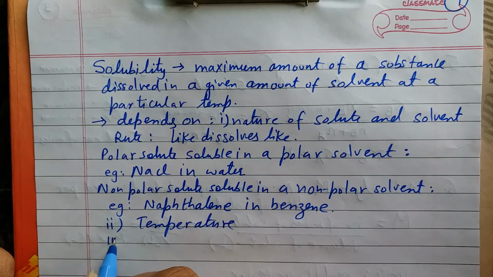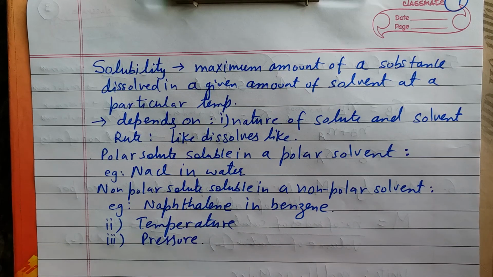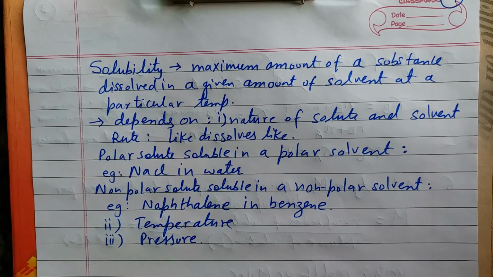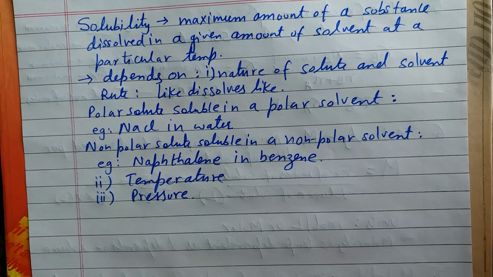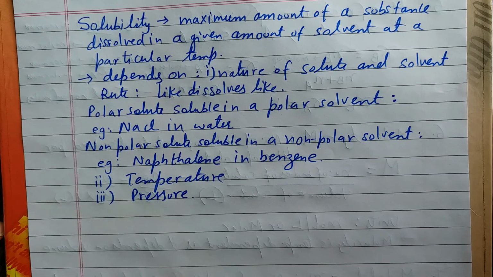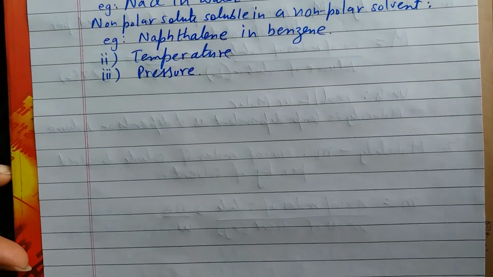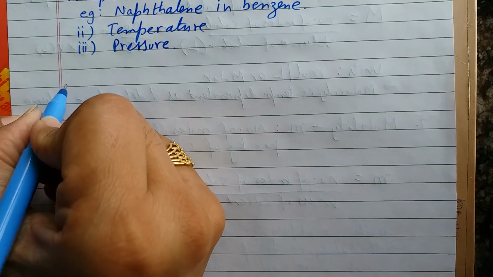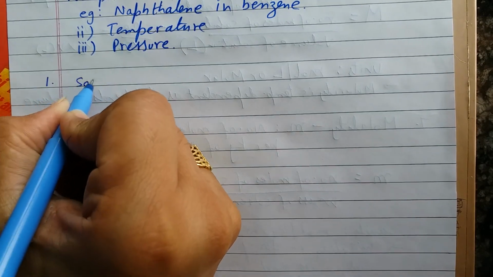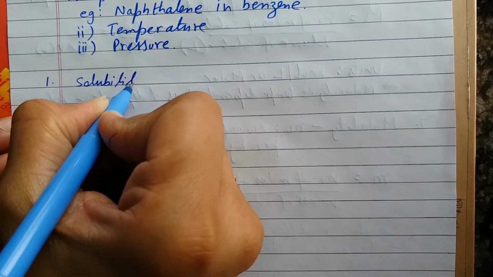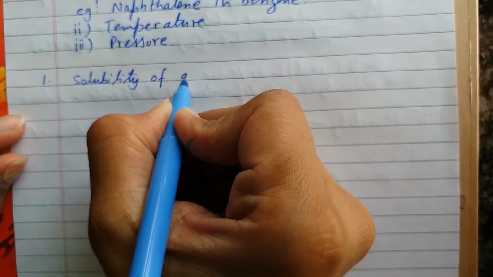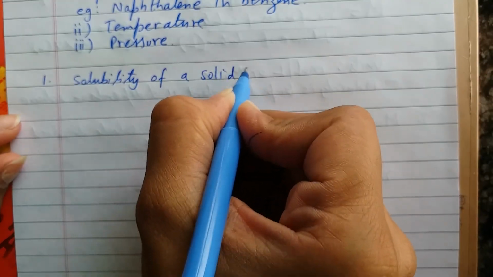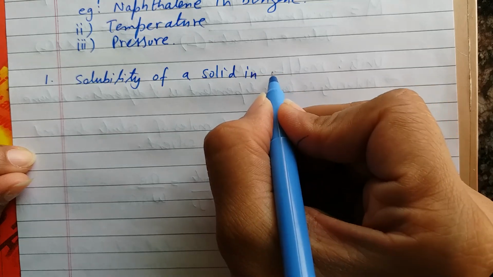The second thing on which the solubility will depend is the temperature. And the third factor is the pressure. The solubility of a substance in a particular solvent depends on the nature of the solute and the solvent, and the temperature and the pressure. So we are going to look at all these points now, and we will be taking up the first case as solubility of a solid in a liquid.